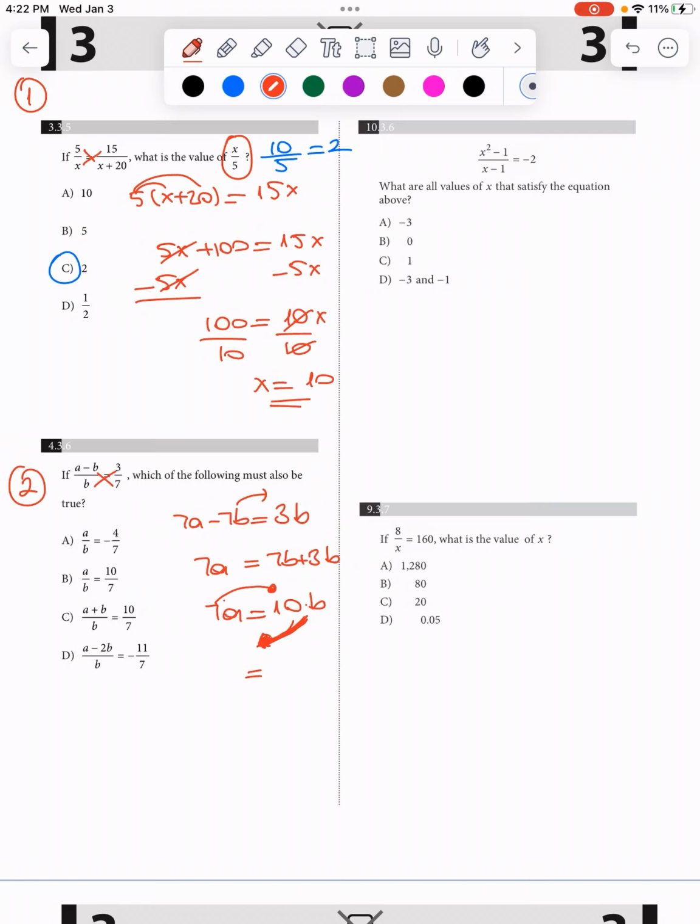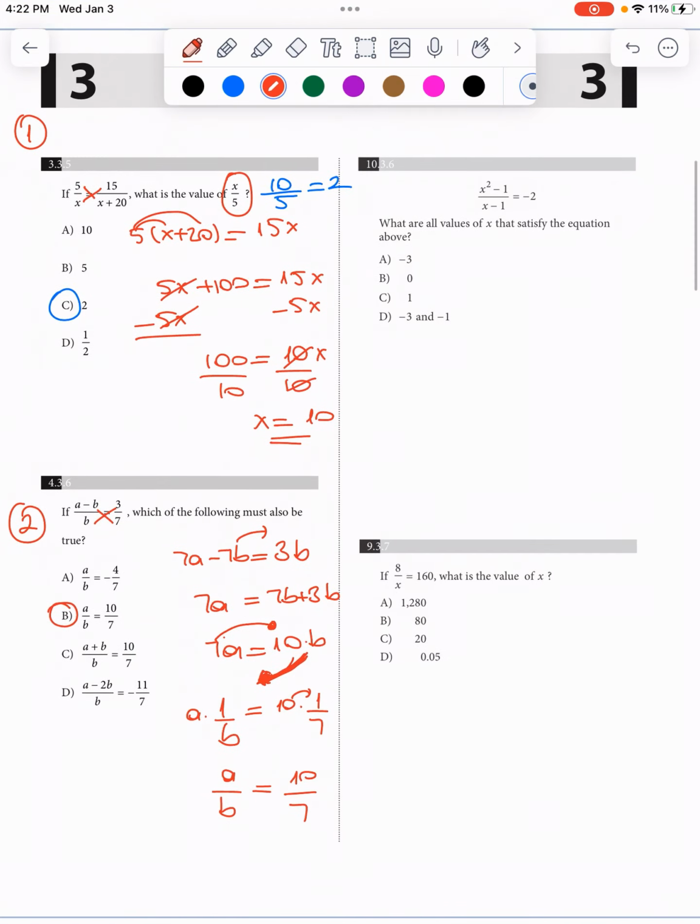What it means, so 7 goes to the other side, and it becomes 1 over 7. 10 times 1 over 7, and b goes to the other side, and it becomes 1 over b. a times 1 over b. So a times b, 1 is equal to a. a over b is going to be equal to 10 times 1 is 10, 10 over 7. So a over b is going to be equal to 10 over 7, which is B.